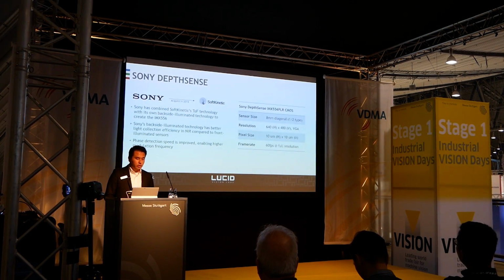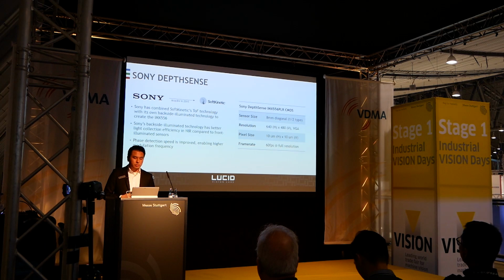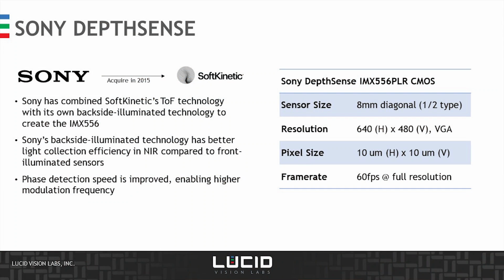So for us, we use a new sensor from Sony with a technology called Sony DepthSense. It comes from a company that they acquired called SoftKinetic in 2015. SoftKinetic made time of flight technology. What Sony did was combine this time of flight technology with their own sensor technology, which is called backside illumination. This allows them to create a time of flight sensor that has better light collection efficiency compared to the other sensors on the market.